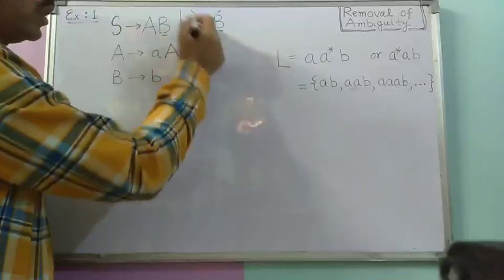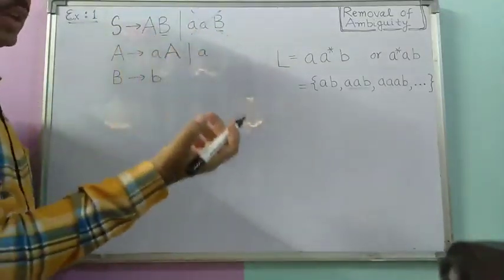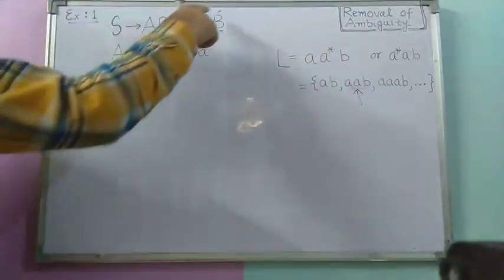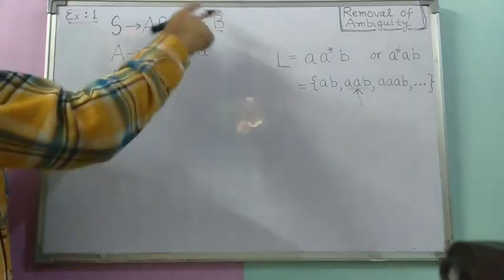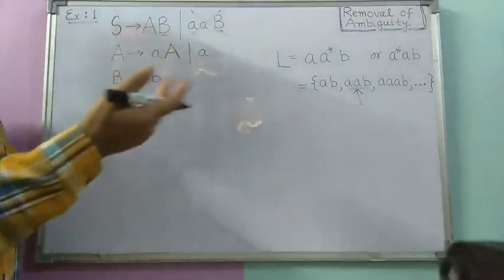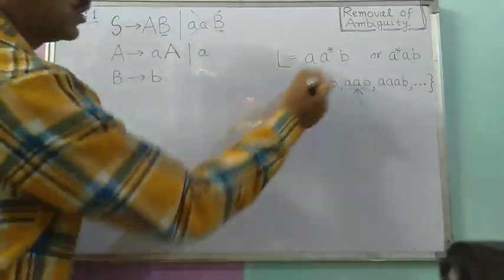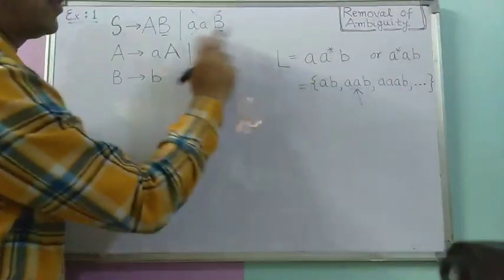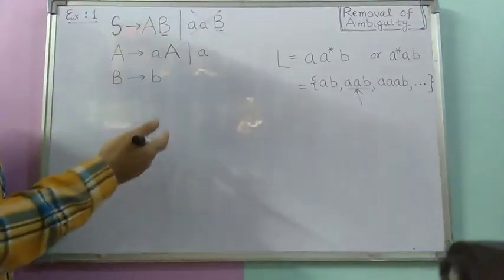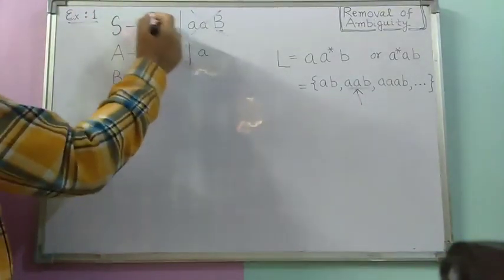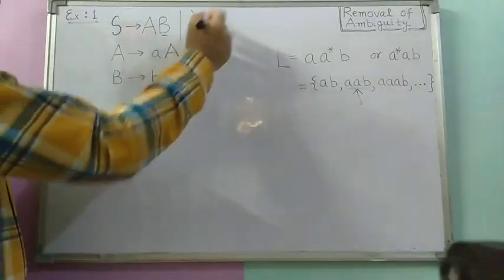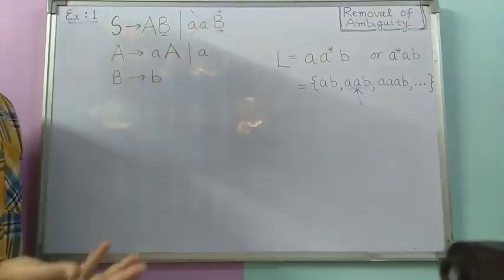But if we remove this production, among the two derivation trees which are available for this word AAB, one derivation tree will be removed. So only a single derivation tree will remain for this word AAB. So thus the ambiguity will be removed, because in this whole language there is only one word AAB for which we are having two derivation trees. Otherwise, all other words will be having only a single derivation tree, because they are being derived through this production only. They cannot be derived from any other production. Okay, so just removing this production will solve our problem.